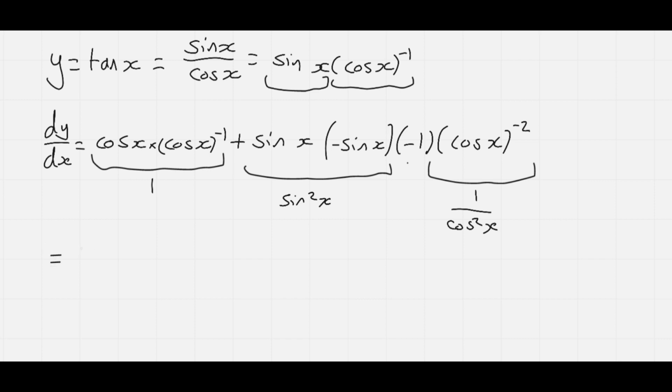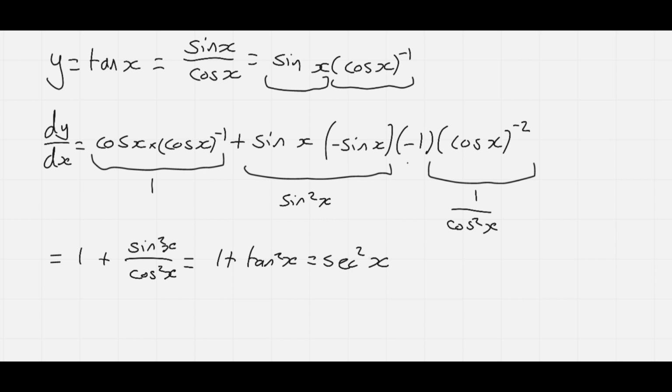So on my next line I'm going to have 1 plus sine squared x over cosine squared x, which is the same as, we've got two options. We can either make it one fraction, or we can make it 1 plus tan squared x, which is the same as sec squared x. And I'll write this a bit neater, sec squared x.